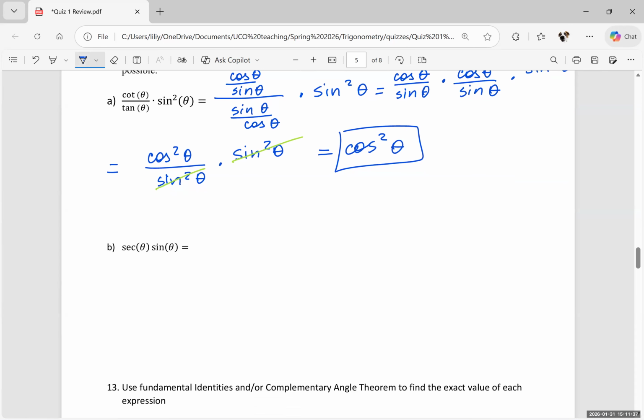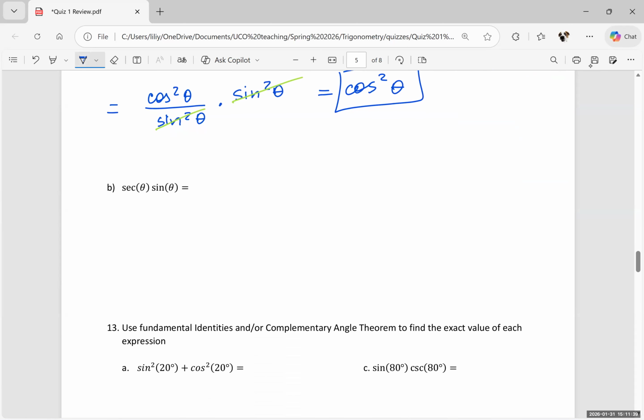Secant and sine. Secant is 1 over cosine times sine. Well, that's just sine theta over cosine theta, which is tangent.